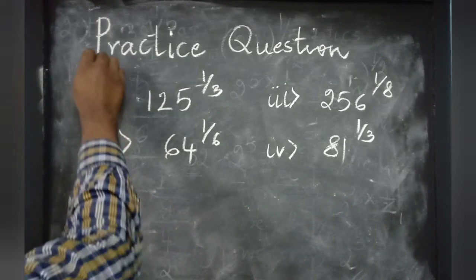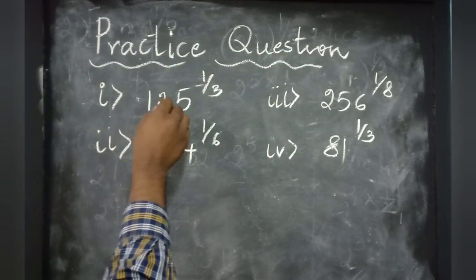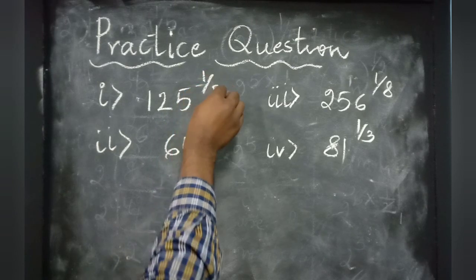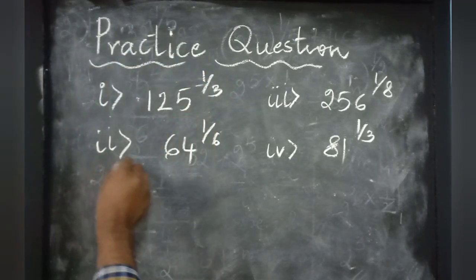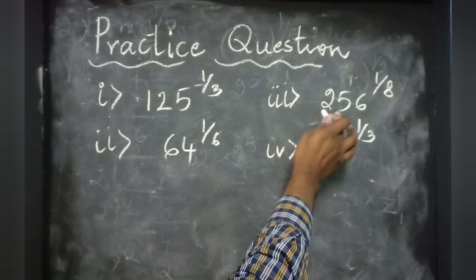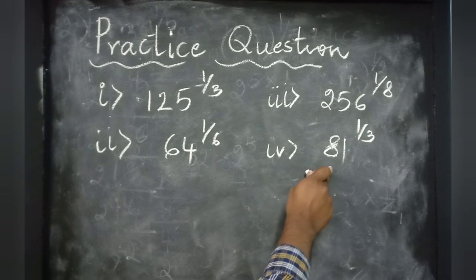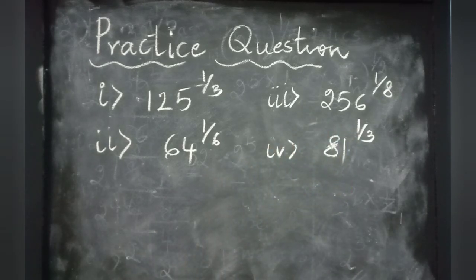These are a few questions for your practice. First question, 125 to the power 1 divided by 3. Second question, 64 to the power 1 divided by 6. Third question, 256 power 1 by 8. Fourth question, 81 to the power 1 divided by 3. Do practice these questions by yourself and find out the solution.